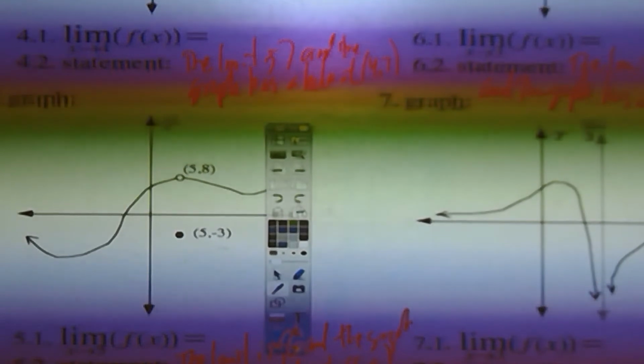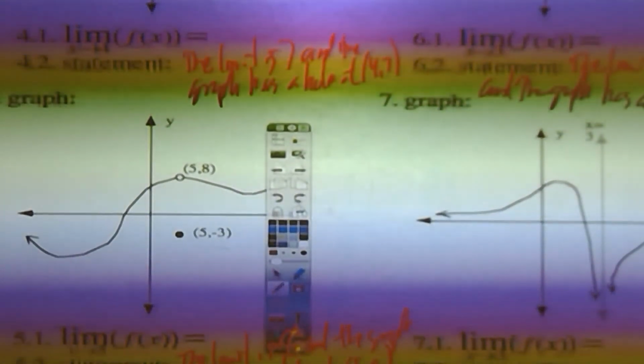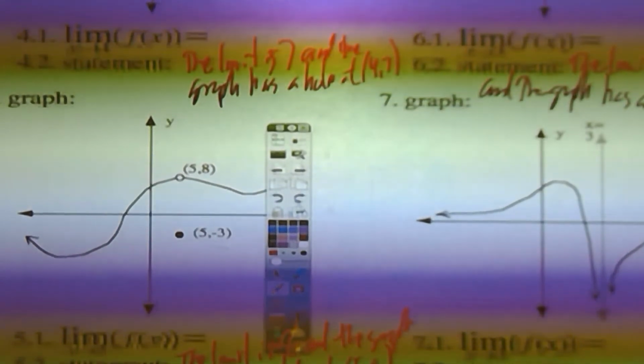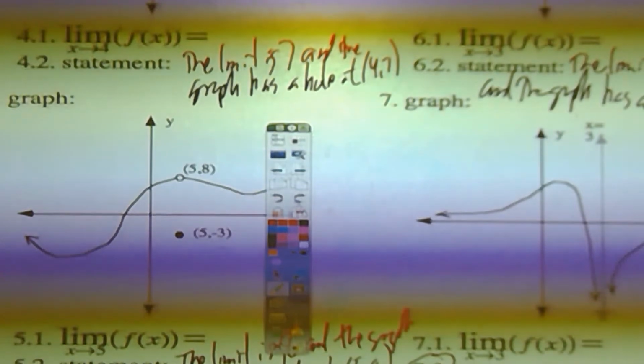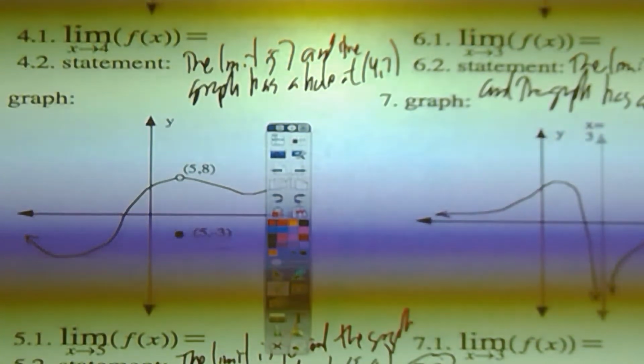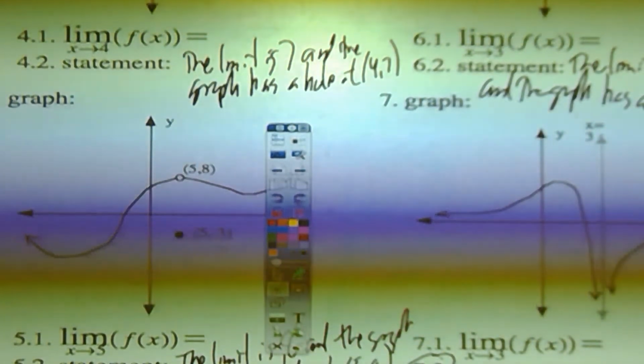And number 7. Raise your hand if you think you know what the limit as x approaches 3 is, or at least the statement. Let's skip right down to 7.2, the statement. The limit blank and the graph blank. Who'd like to give that a go? Linda, do you want to try that one?